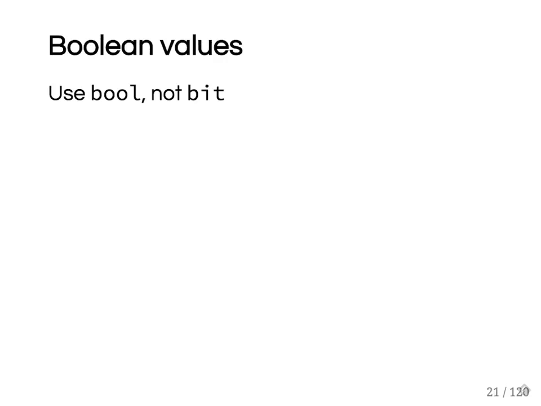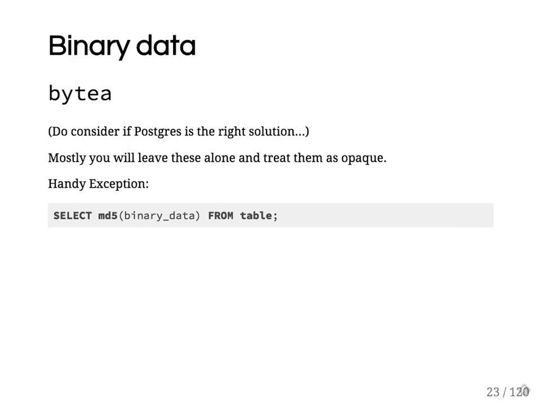Boolean values. Sometimes people will use bit by mistake. Bit is a bit string. You don't want bit strings. You just use Booleans. Don't worry about packing a bunch of bits into a bit string value. You're just making more work for the next poor person who has to maintain your code. You want bools, not bits. We don't need to spend more time on that.